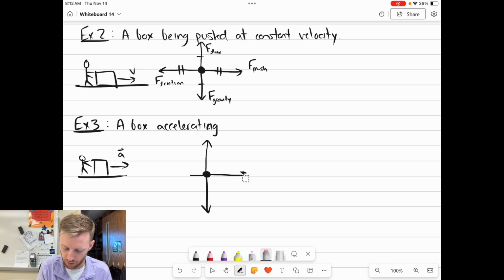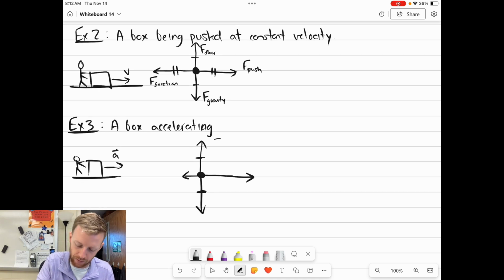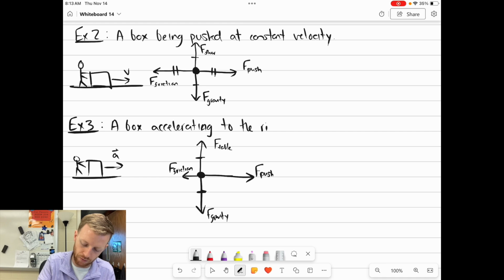Well, one of my forces has to be bigger, and one of them has to be smaller. So, right here, as we've labeled F table, F gravity, then my push must be larger than my friction if I'm accelerating. So if I'm accelerating to the right. Let's get a little bit more descriptive here.